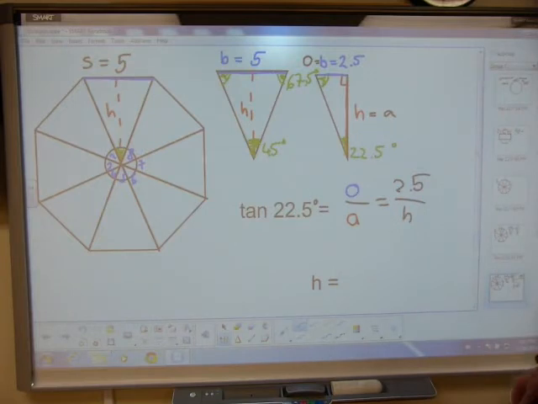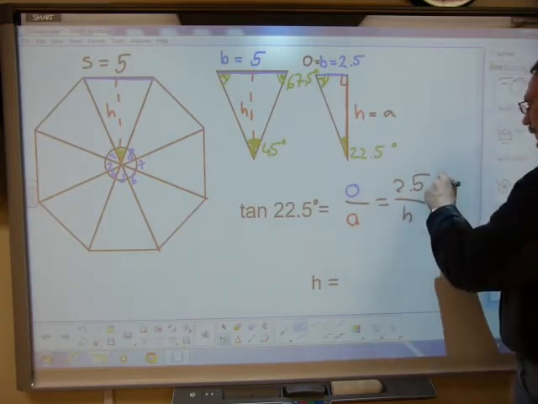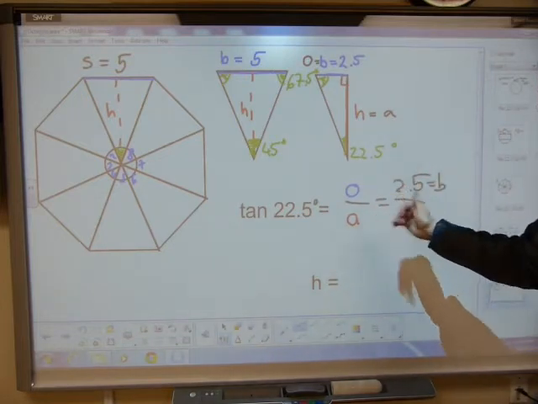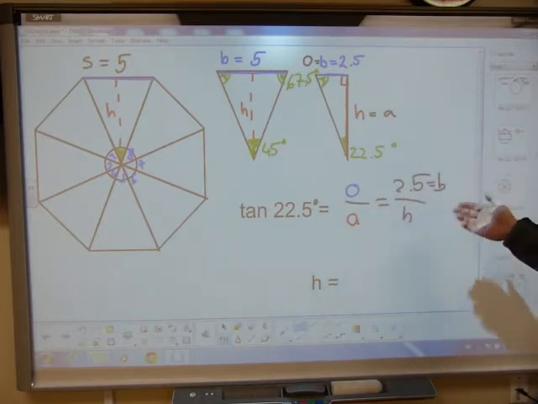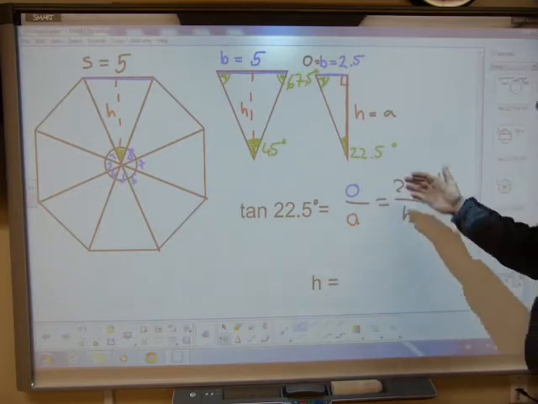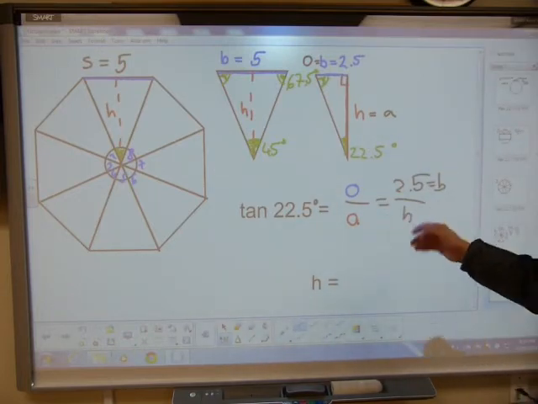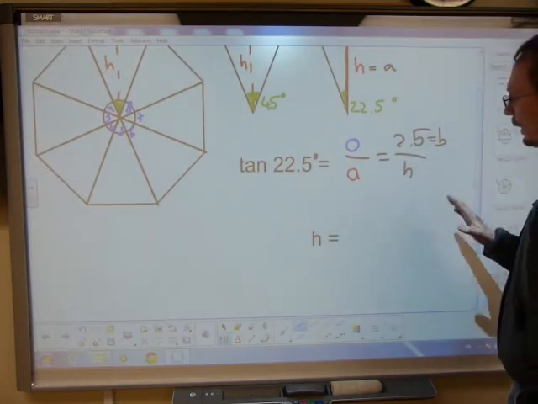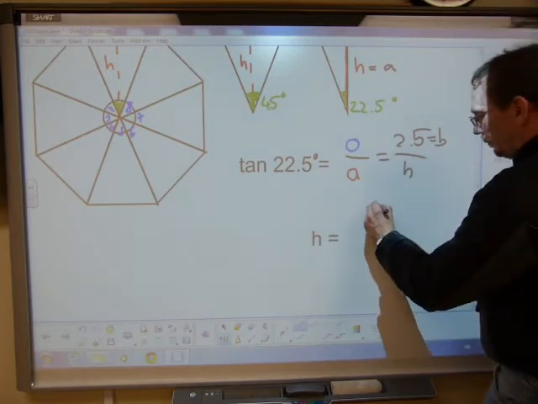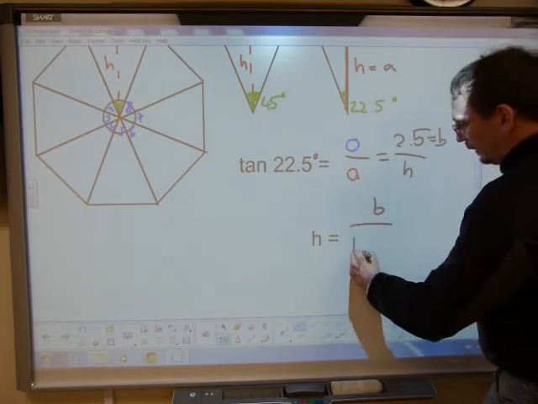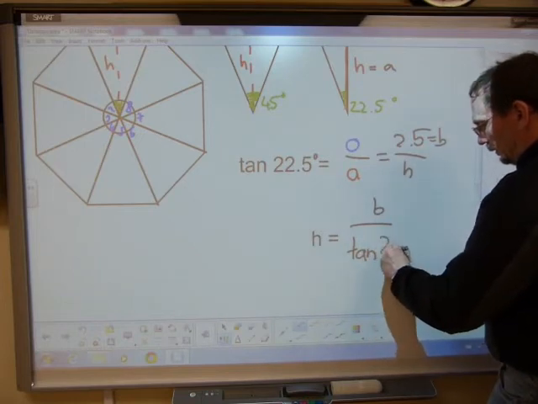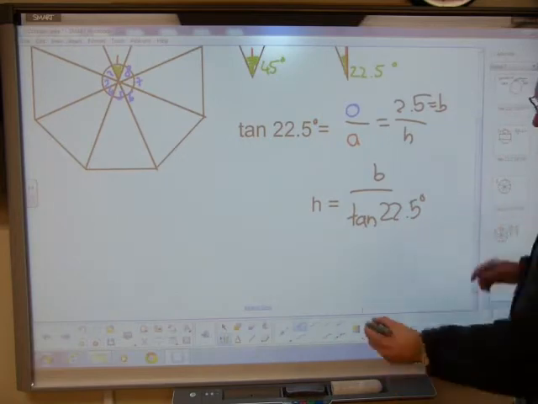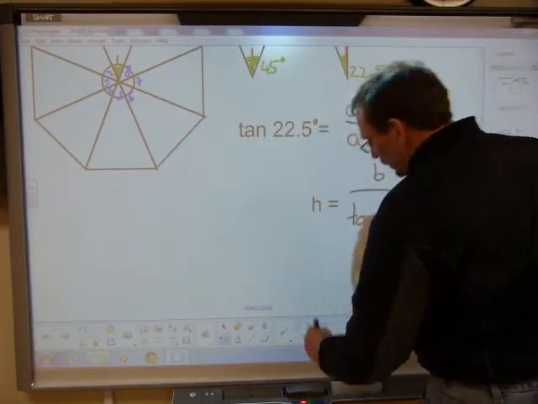The adjacent side, that's to be calculated. That's going to be the height of the triangle. This 2.5 is the base. So instead of O and A, I'm going to go with B and H. Okay, base and height. So to solve this one for height, and I'm not going to do a course on solving equations, but to get this one done, height equals base divided by the tangent 22.5 degree.